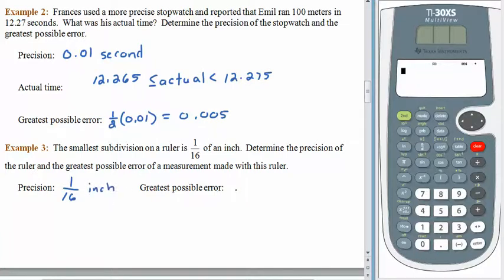The greatest possible error is still half of that. And hopefully you remember how to multiply fractions, and you know that that's worth 1/32 of an inch.